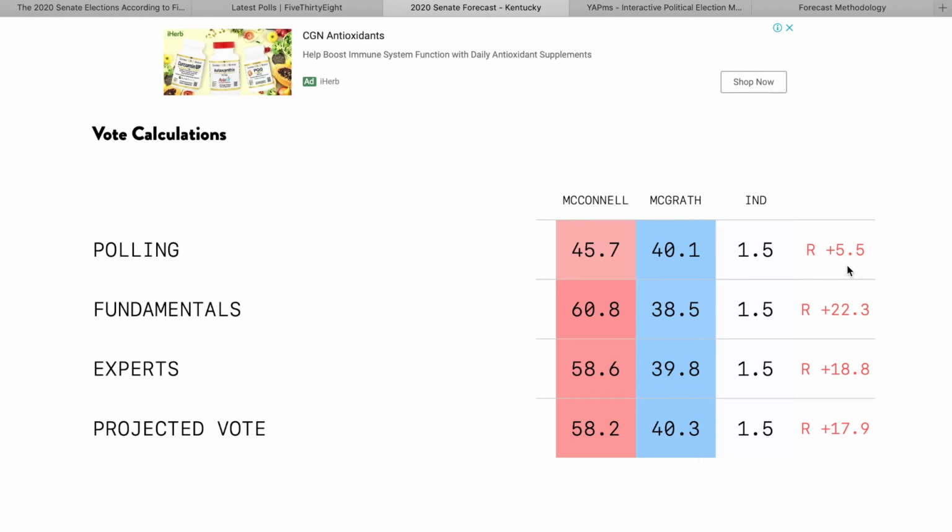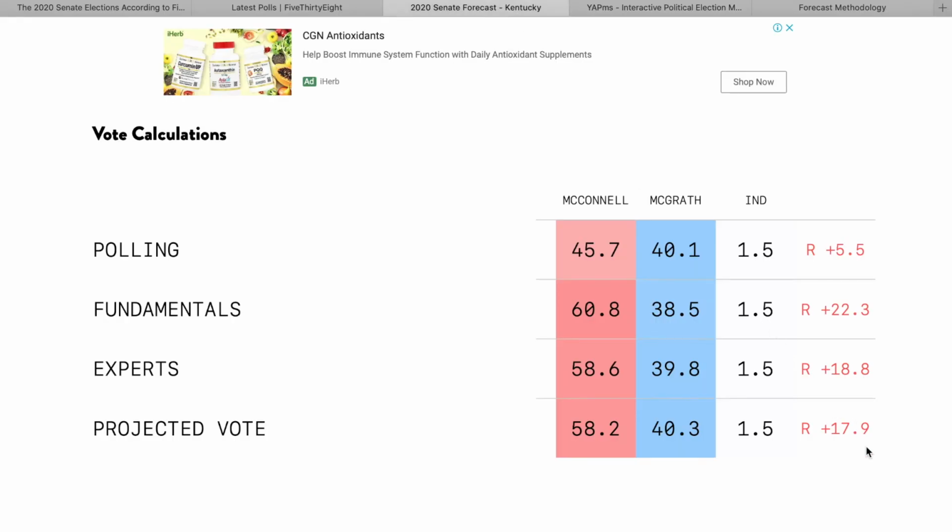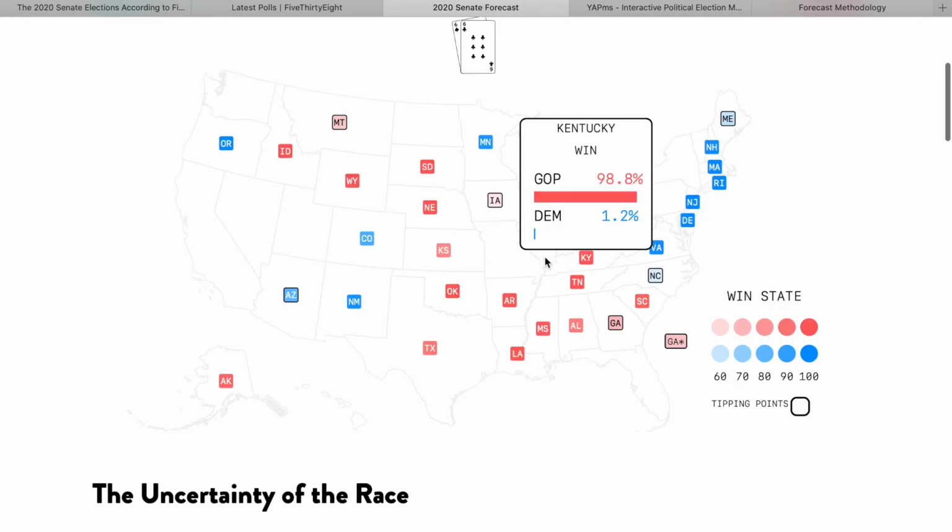Mitch McConnell is only leading by 5.5 points, and hence it's still in the likely column, but it's closer than many would expect. But if you take the full JHK forecast, it's going to be a safe McConnell win by 17.9 points. Personally, I think 5.5 is too small, and 17.9 is too big of a margin. In my opinion, it'll be somewhere in the middle, probably like a 14 point win.